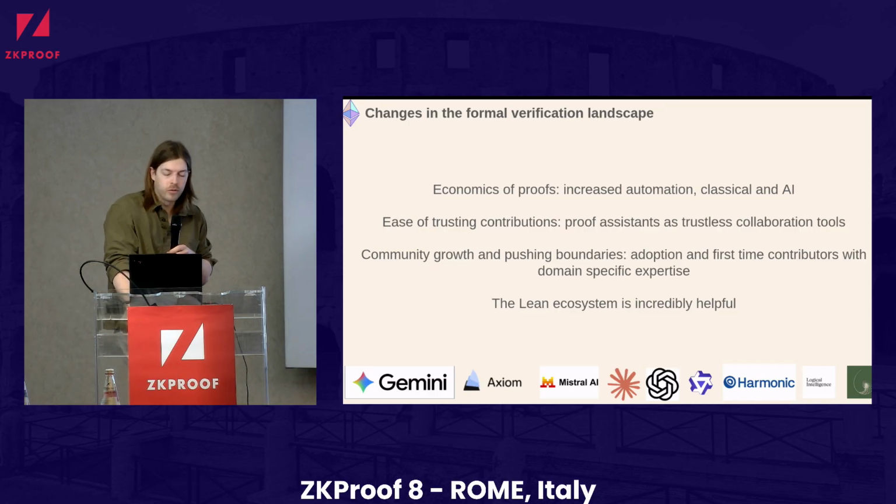So we've seen a lot of increased automation in our work, both with AI and, I think, classical automation as well, better tactics in Lean and things like this. But also it's made it much easier to run a library, in the sense that it's much easier to trust contributors to your library when it's in Lean. So we doubled, roughly speaking, our number of contributors in the last couple months.